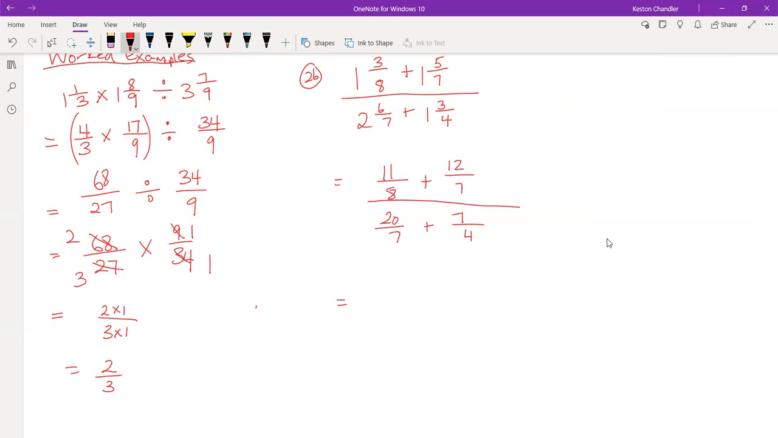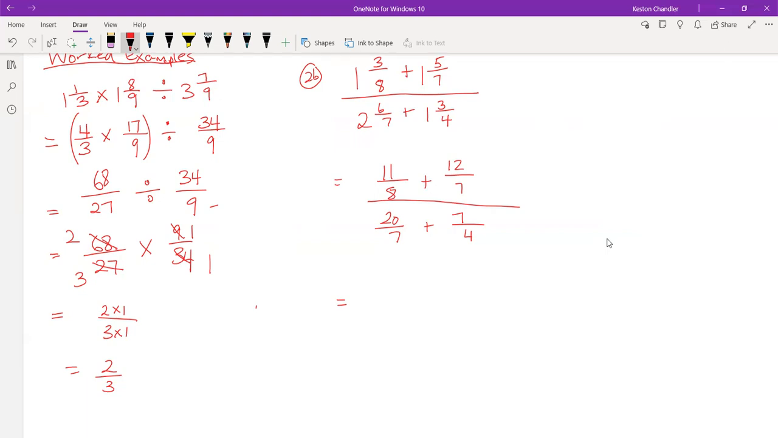Now, this is where we do some LCM, right? The lowest common multiple of 8 and 7, it's going to be what? 49, 56. So I want to use equivalent fractions to make the denominators here the same. What do I mean by that? I am looking at making the denominators in both fractions to be the same. To do that, I would use LCM. So I find the LCM of 8 and 7, which we said is 56.